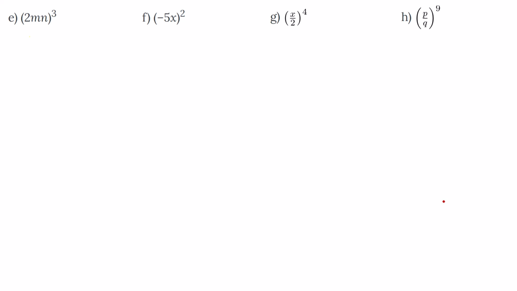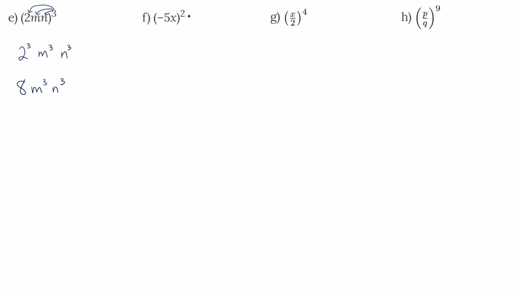So the exponent of 3 in this question needs to be applied to the 2, the m, and the n. So we would rewrite this as 2 to the power of 3, m to the power of 3, and n to the power of 3. And we would want to simplify 2 to the power of 3. 2 times 2 times 2 is 8.